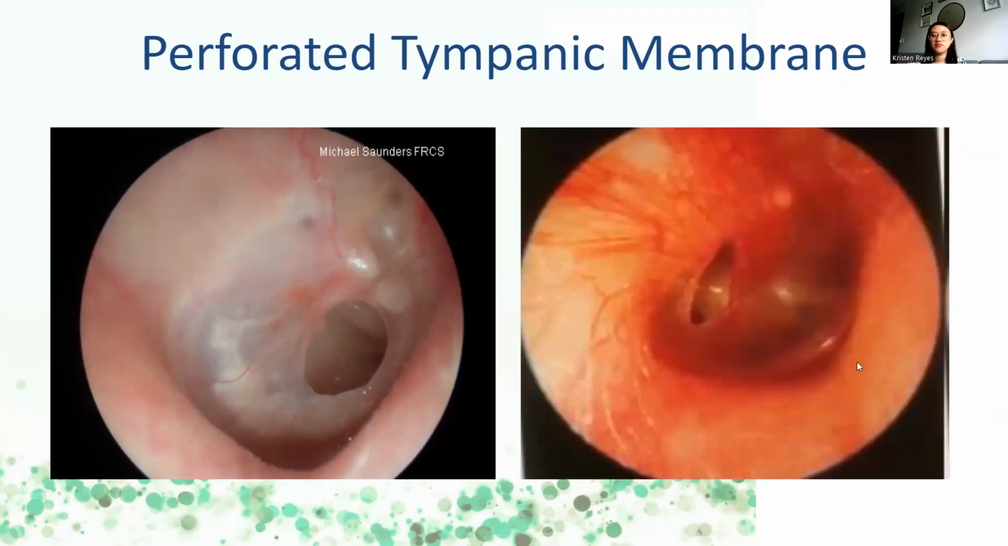Again, perforated tympanic membrane. Most of the time in the clinic, with my patients, what I see is the perforations are already so big. And the most common cause, manipulation. Even younger kids use cotton buds, try to clean their ears, and then they puncture, they perforate their own tympanic membrane. And most of the time, it does not go back to normal.